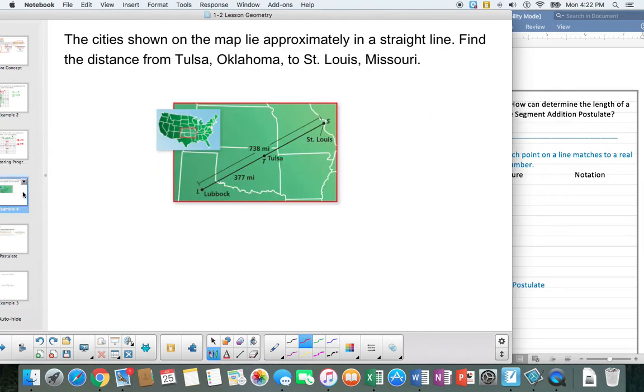This is a preview question to what we're going to have in just a few minutes. Notice it's like a map. We have the distance from this city to this city. We have a distance from here to here. And the question is asking us to find this distance right here. So I think a lot of us would just take the big distance and subtract the little distance. And so we would say this length is 361 miles. So this is a preview to what we're going to be talking about.